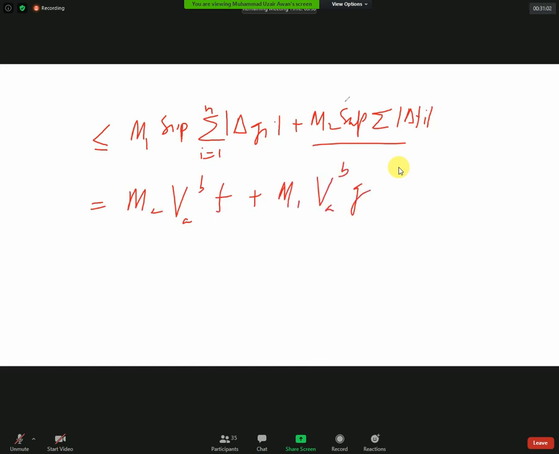Since f and g are both functions of bounded variation, this means that these quantities are finite. So this implies that whole quantity is finite. So the total variation of fg is less or equal to a finite quantity. This means that fg is function of bounded variations.